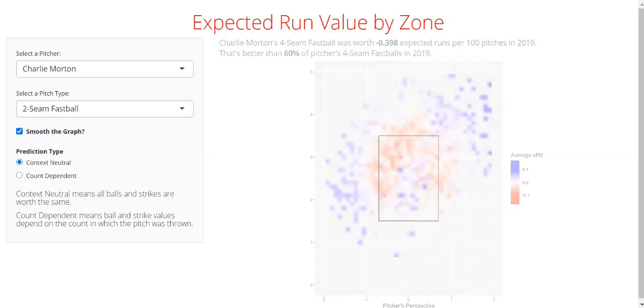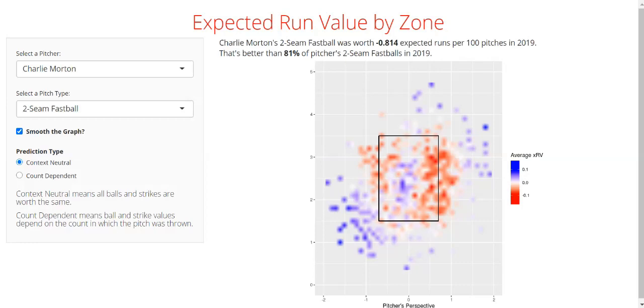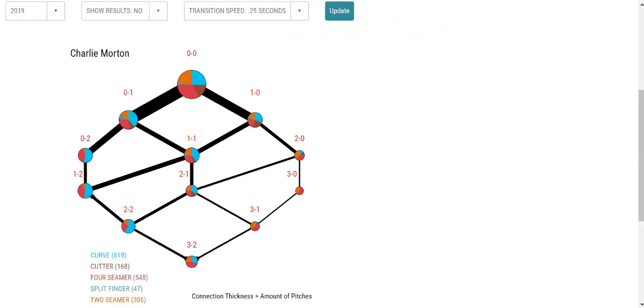Then let's take a look at the 2-seam fastball. He's going to throw that inside to righties, or he's going to have success throwing it inside to righties. He might try to get a little bit on the outside here, but if he throws it in the middle, it's susceptible to get hit. So let's see if the Plinko's done. Looks like it mostly is. At least we can look at some trends from this.